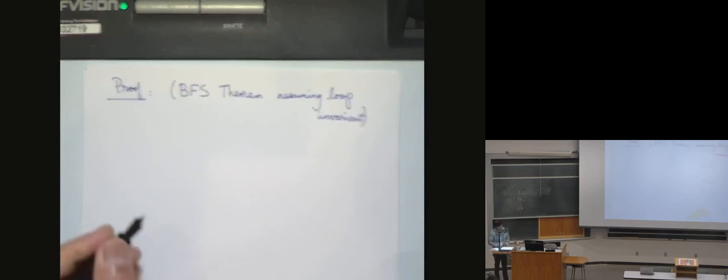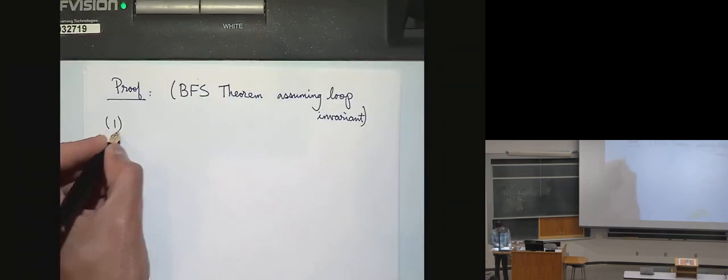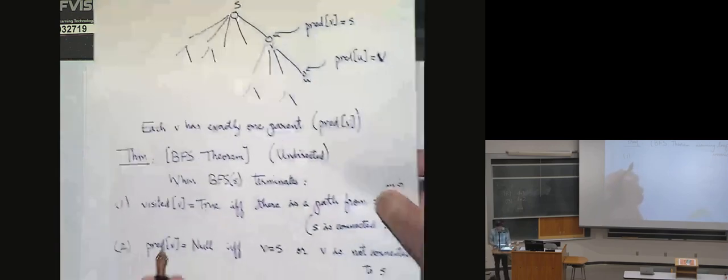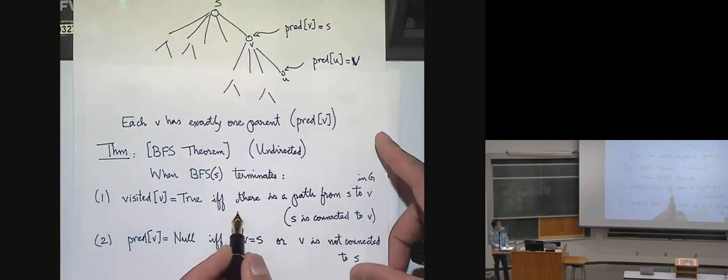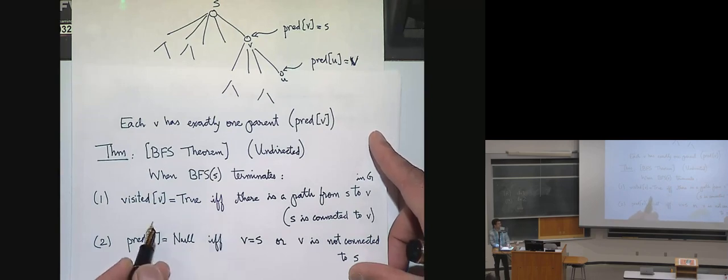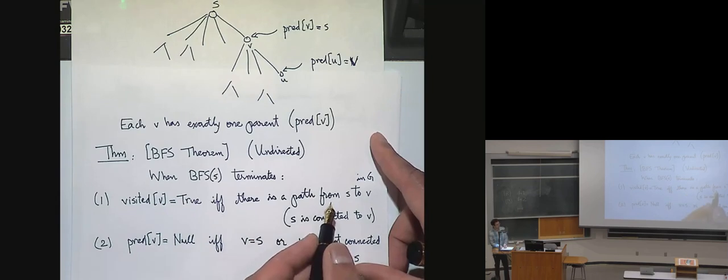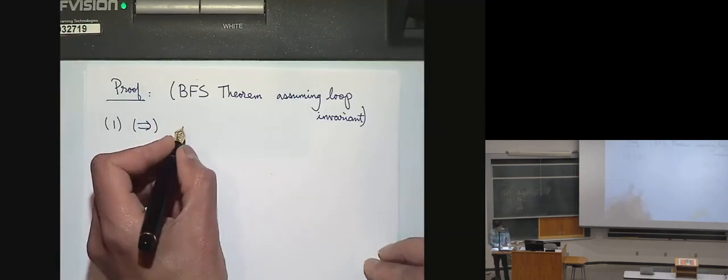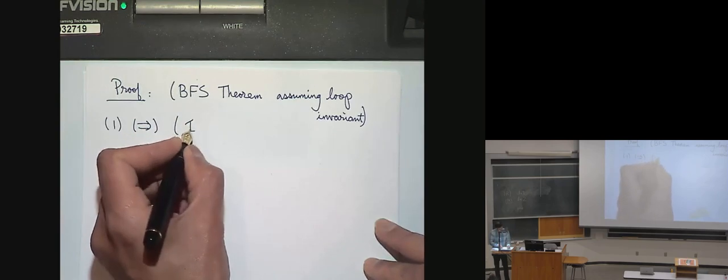Okay? So let's begin with part one. Part one is showing visited is true if and only if there is a path from S to V. This itself has two parts. The first part: if visited is true, there is a path from S to V. Then I also have to prove if there is a path from S to V, then visited is true. So there are two sides. It's an if and only if. So let me first prove the first side.